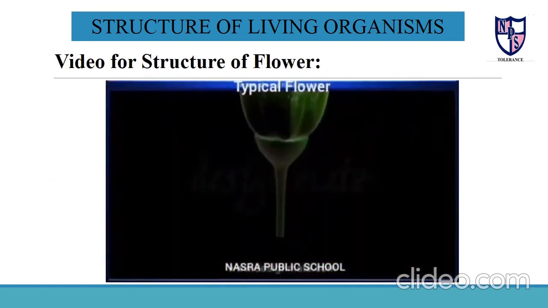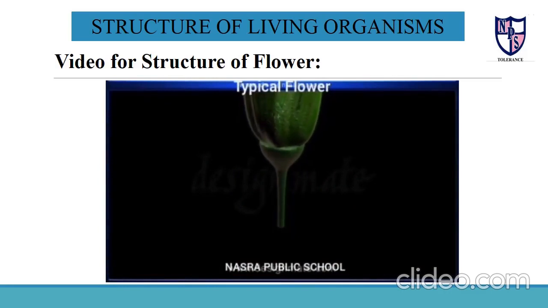The flower is made up of 2 non-essential whorls and 2 essential whorls. The stalk of the flower is called pedicel, which has a swollen structure known as the thalamus.